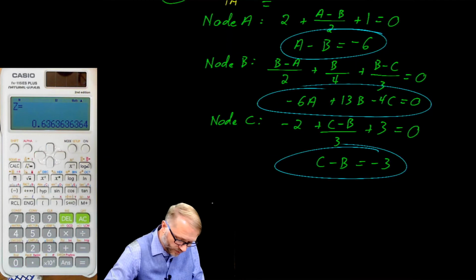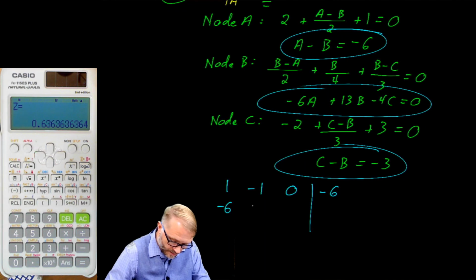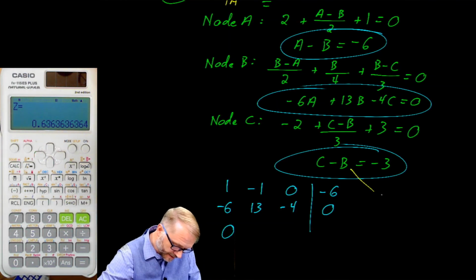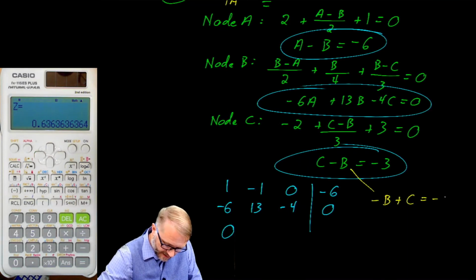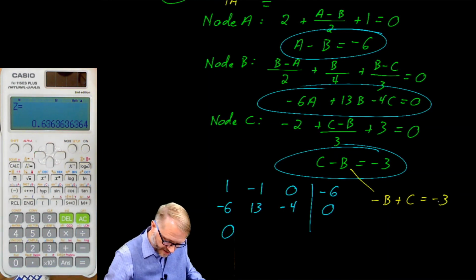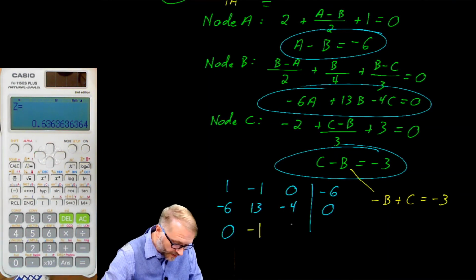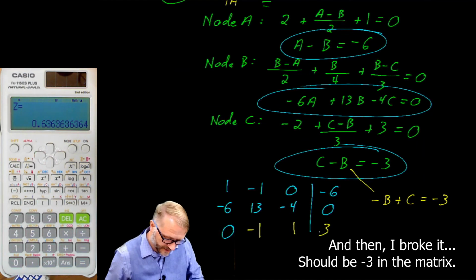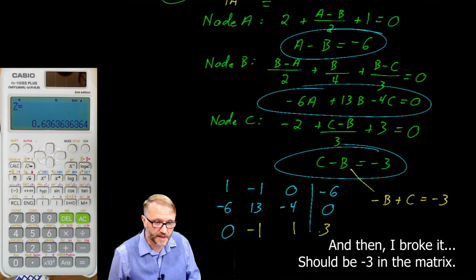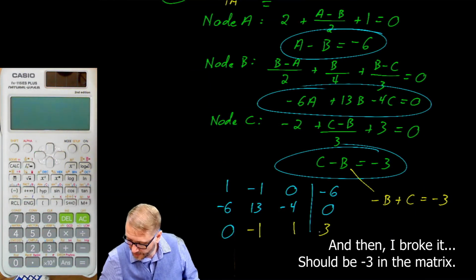We put that into matrix form. So for node A, it is A minus B plus 0C is equal to negative 6. For node B, it's negative 6 plus 13B minus 4C is equal to 0. And for node C, oh, I did something bad here. Let's fix this. So that's negative B plus C is equal to negative 3. There we go. That'll make this easier to enter. So it's negative 1, 1, and then 3. So there we go. That's our equations in matrix form. And now we go to the calculator.